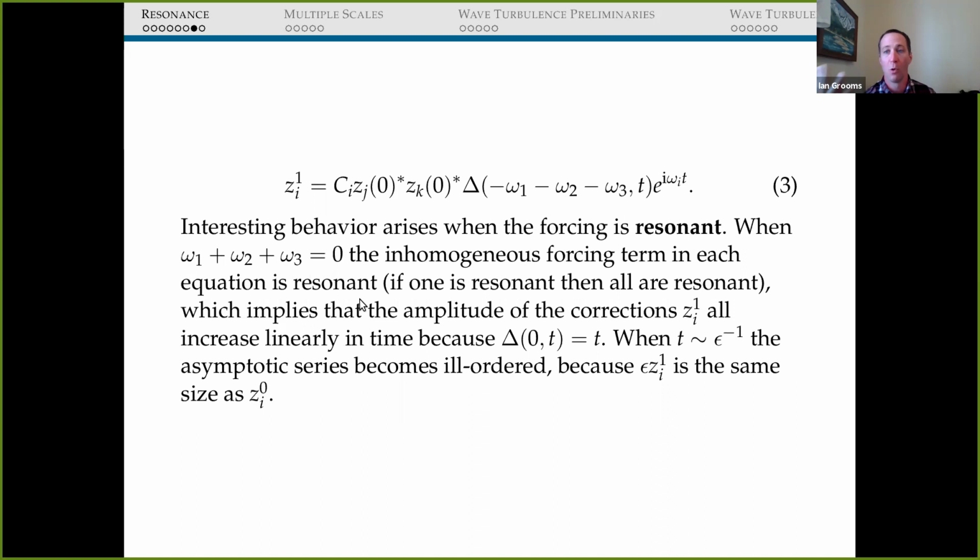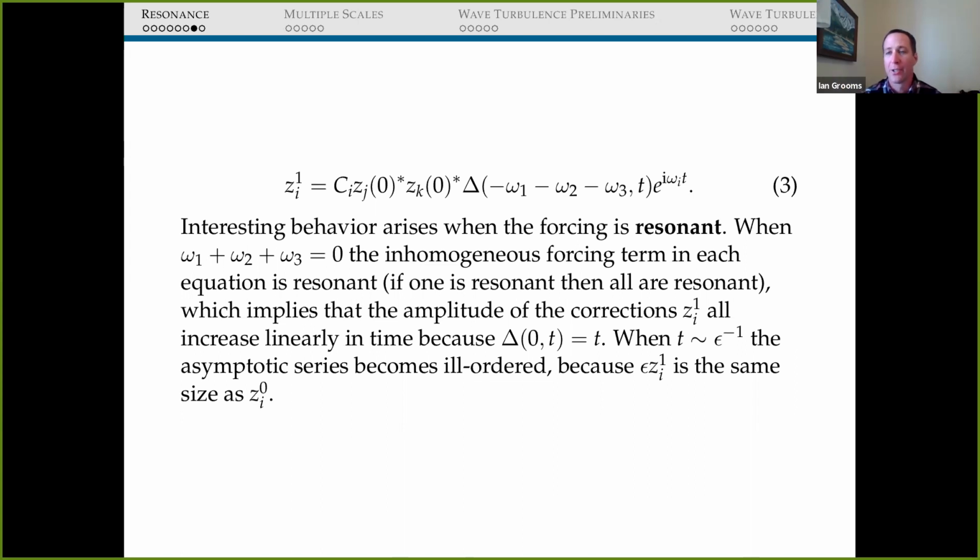Now, if one of the modes is resonant, then they're all resonant. So if Z1 is forced resonantly, then it implies that Z2 and Z3 are also forced resonantly. So the whole triad is resonant, and that's why we call it a resonant triad. Now what happens here is, if it's a resonant triad, the Z1 corrections grow linearly in time. That's what we saw, they grow as T.